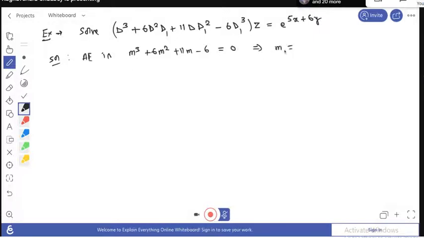So what is the value of m here? By hit and trial, you can put m equals 1 here. So m equals 1, which gives 6 and 12. If we put 2 here, we get 8 and 28, 3.